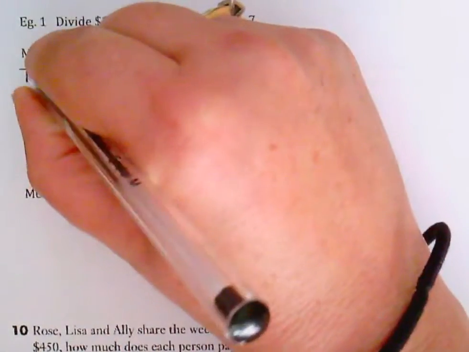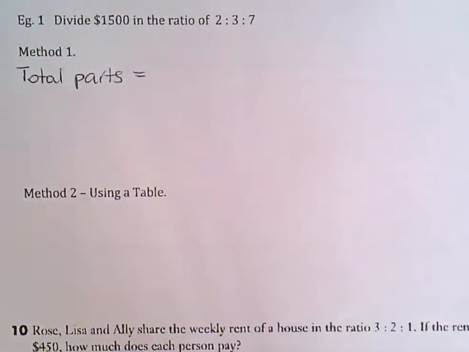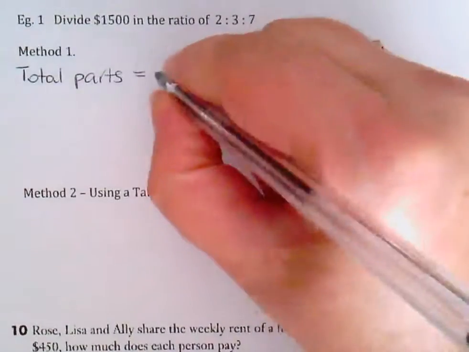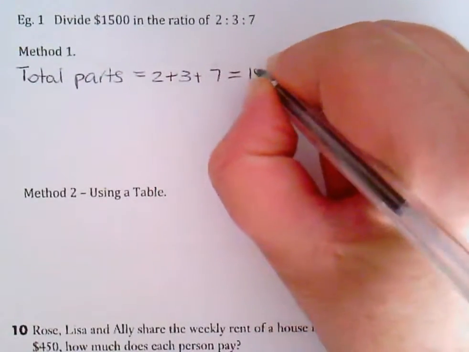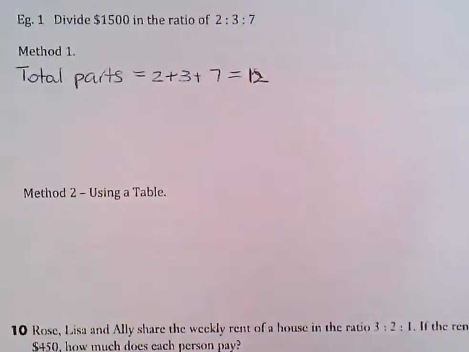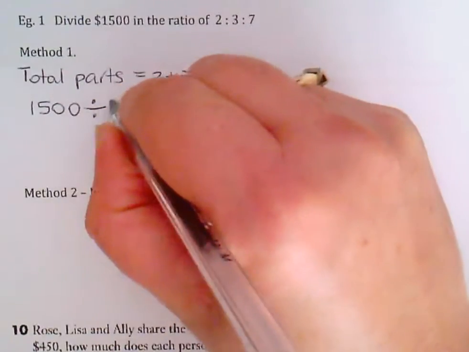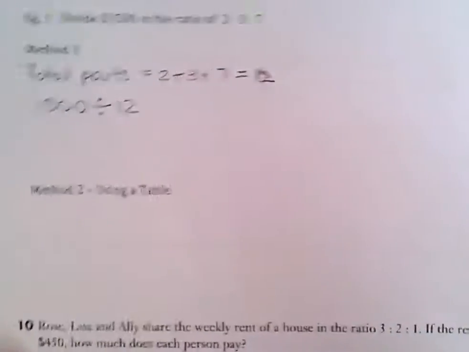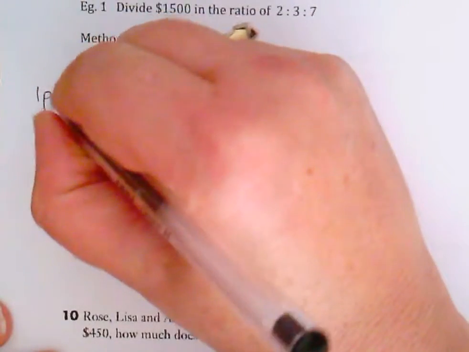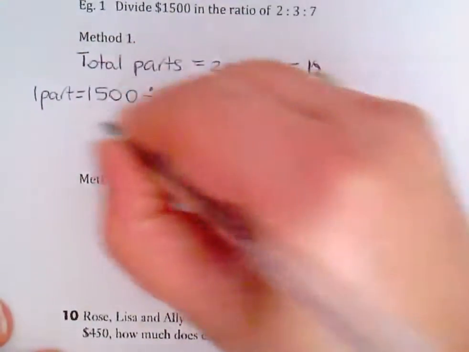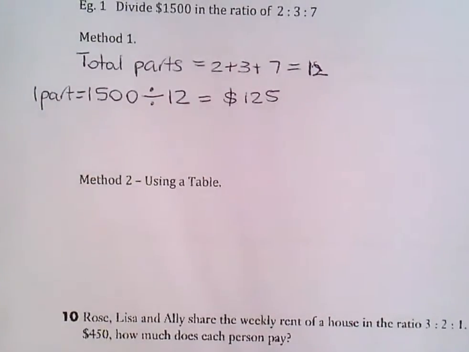So with this first method, you just go your total parts in the ratio. So total parts is 2 plus 3 plus 7, which is 12. So there are 12 parts. So what we're doing is we're dividing 1,500 divided by 12. So that will give me 1 part. So that will work out what 1 part is. So 1 part is equal to 1,500 divided by 12, which is $125.